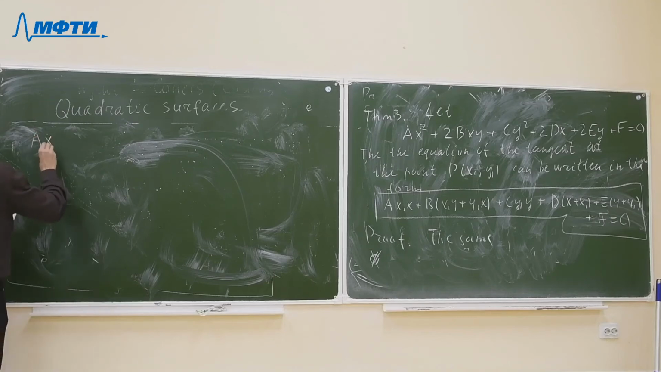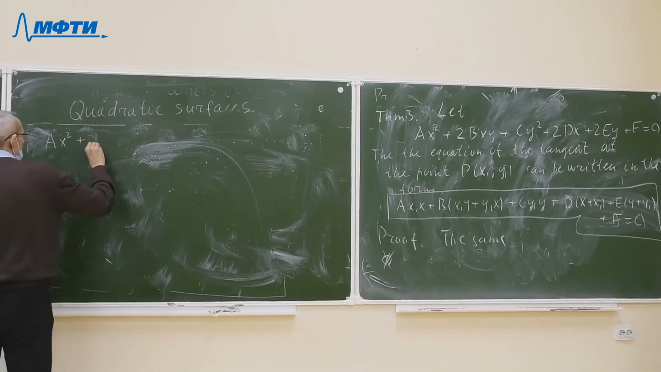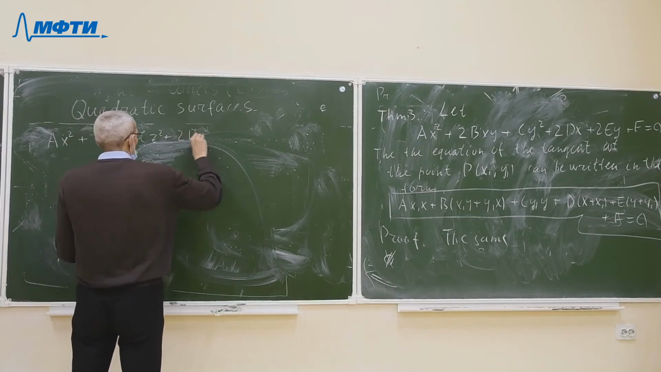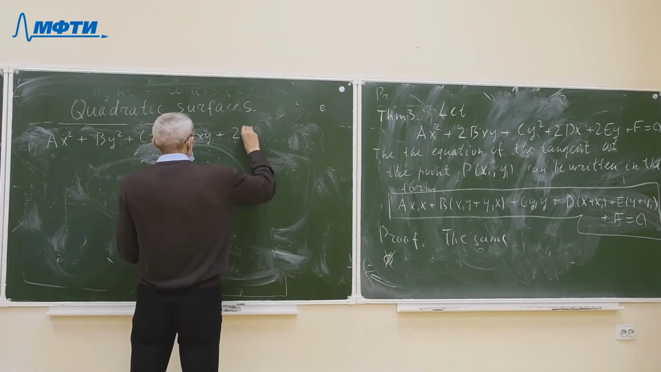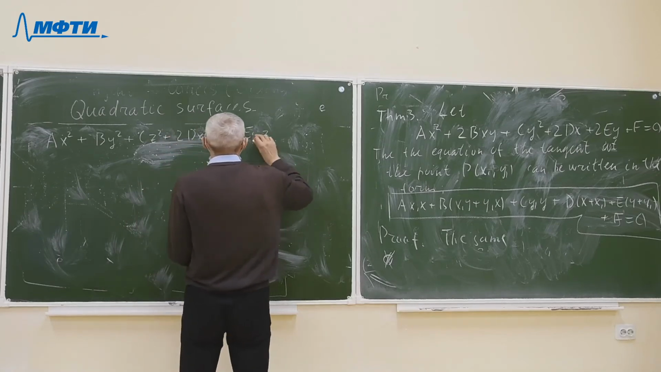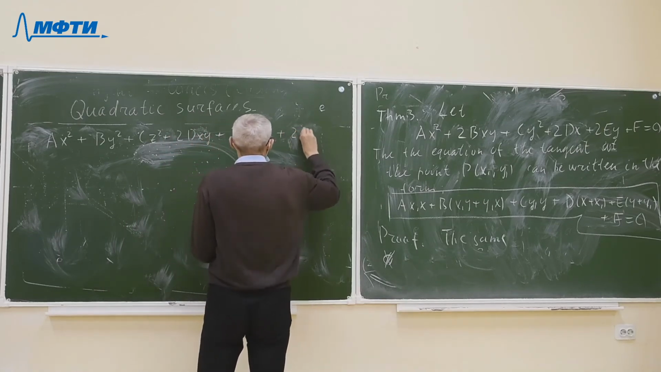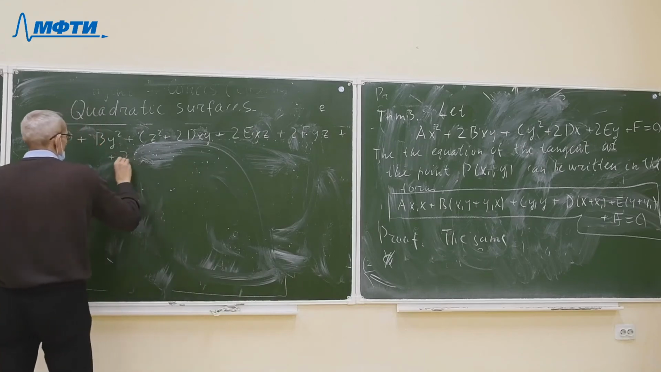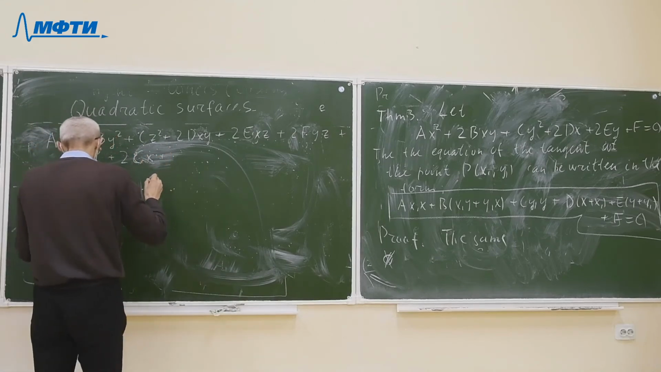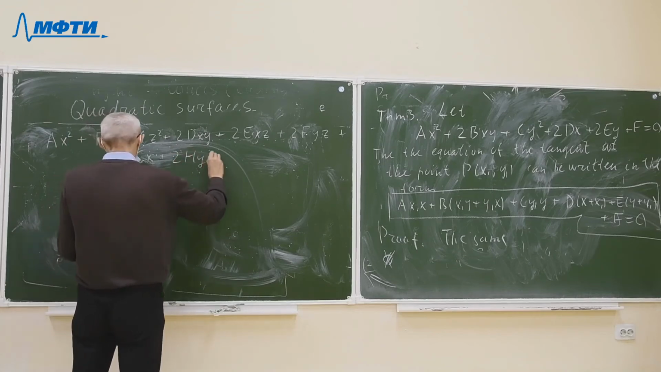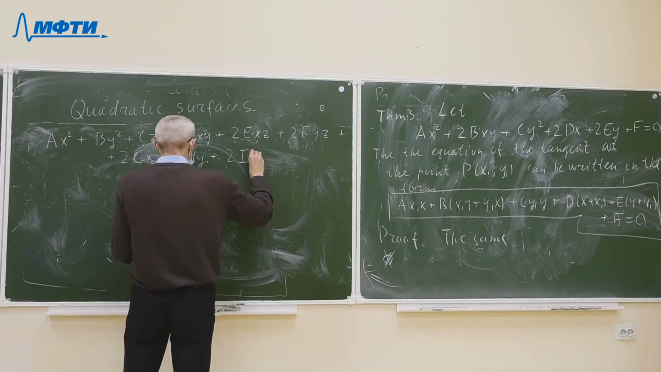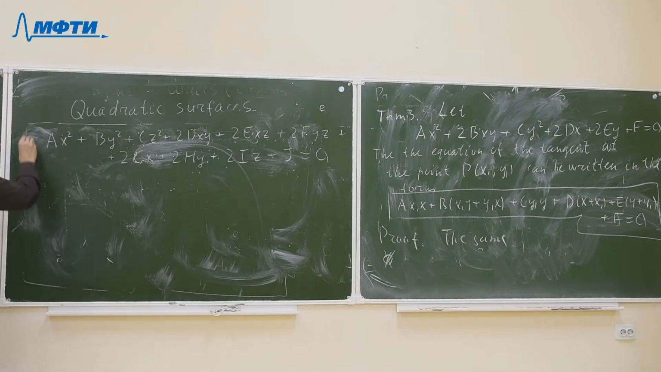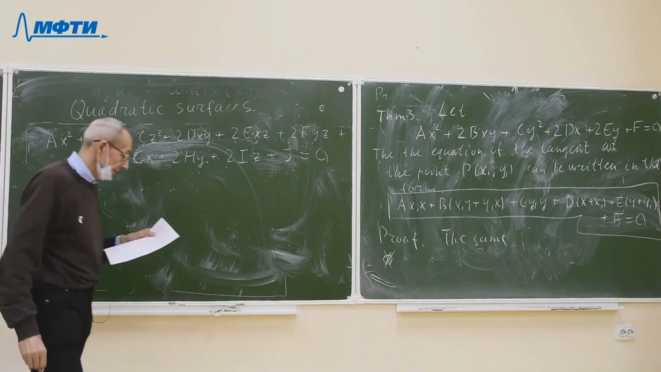We have the polynomial of the second order, ... hy twice iz plus g is equal 0. The general form of the quadratic surface.